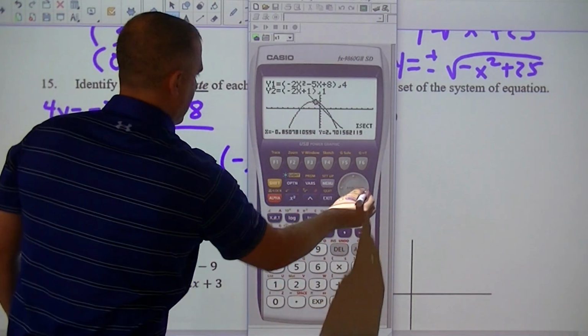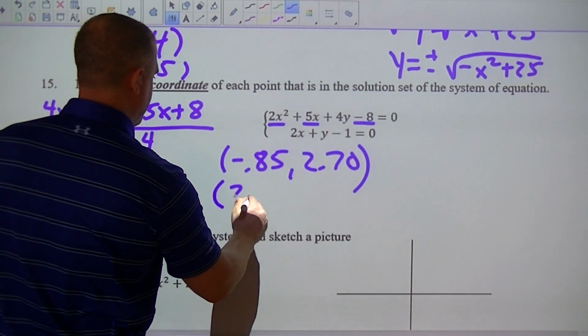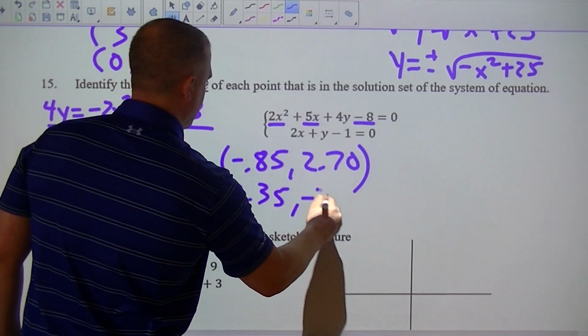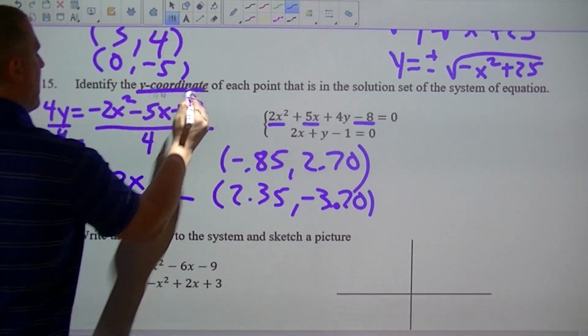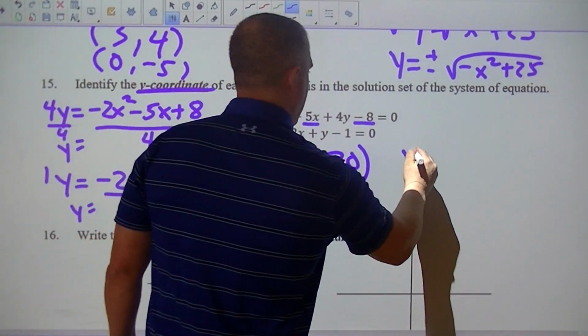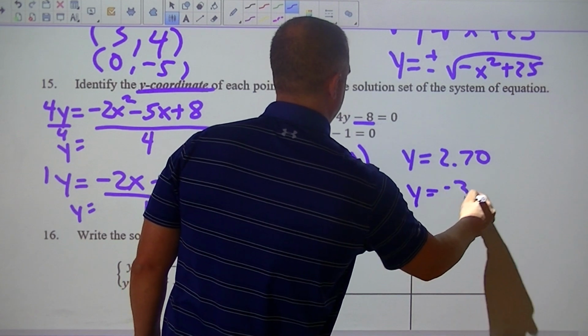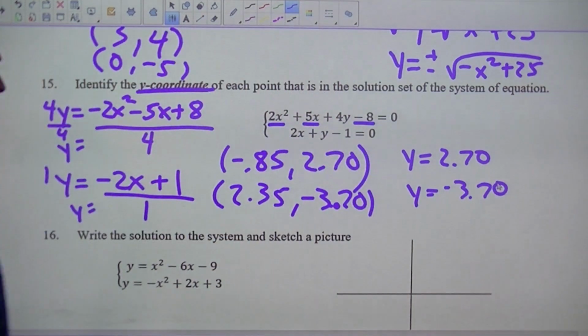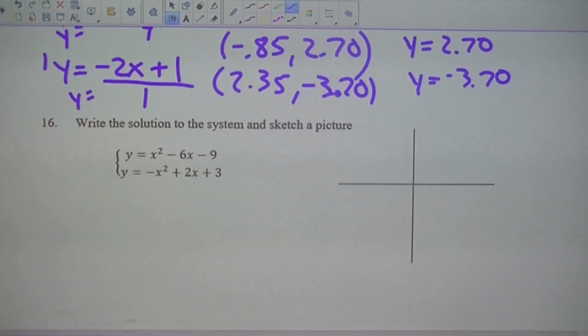And then the other one, when I hit over, is 2.35 and negative 3.70. All right, now, this is where you have to look at your question. Identify the y coordinate. So I would have y is 2.70 and y is negative 3.70. And that's what I would make in my answer, okay? Write the solution and sketch a picture, okay?